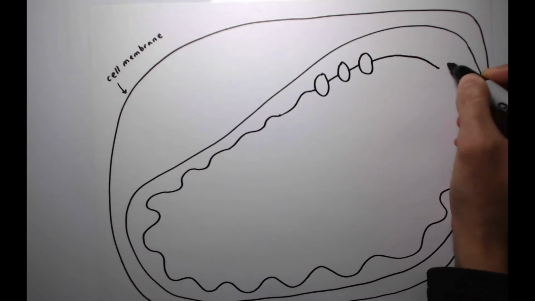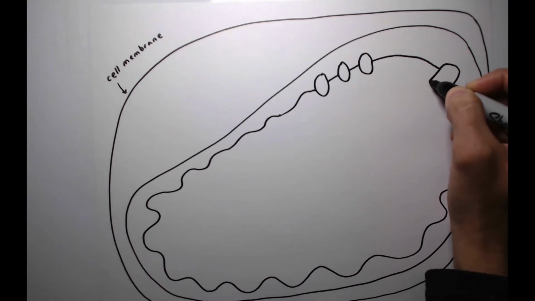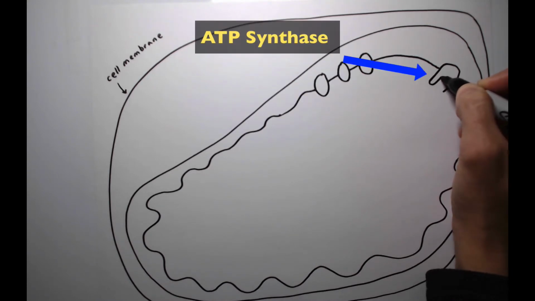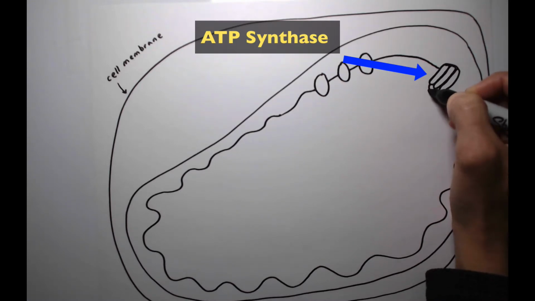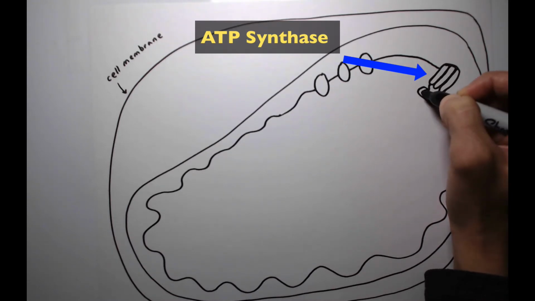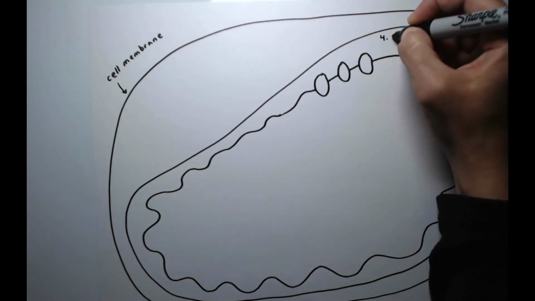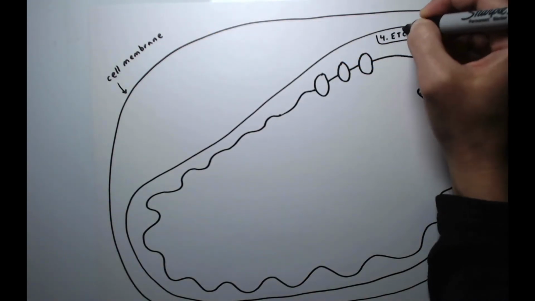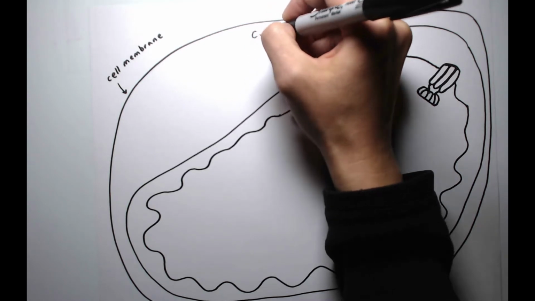One of the most important molecules involved in the electron transport chain is called ATP synthase. ATP synthase is an enzyme that will produce a majority of the ATP during cellular respiration. Although there are multiple electron transport chains and ATP synthase molecules along the inner membrane, we will only draw one set. Cellular respiration is going to begin in the cytoplasm.